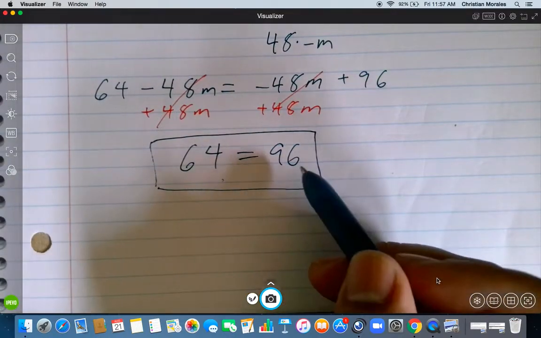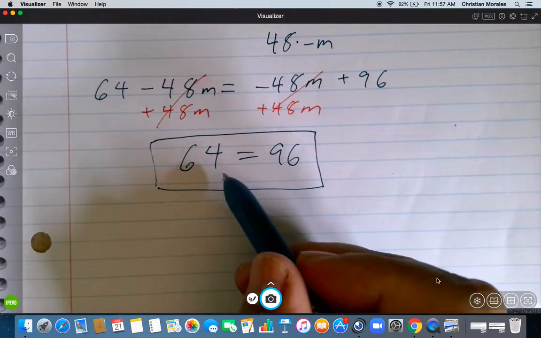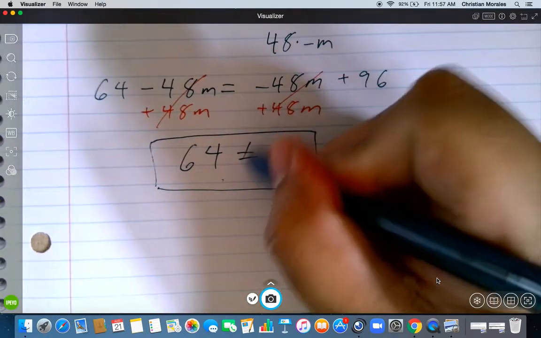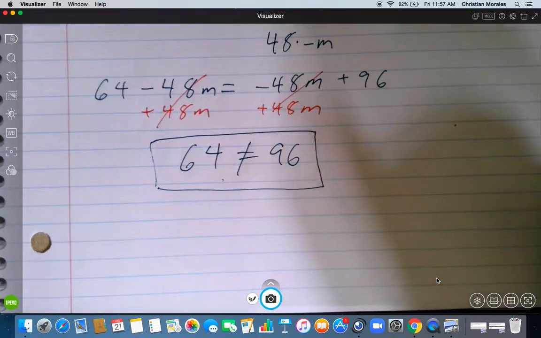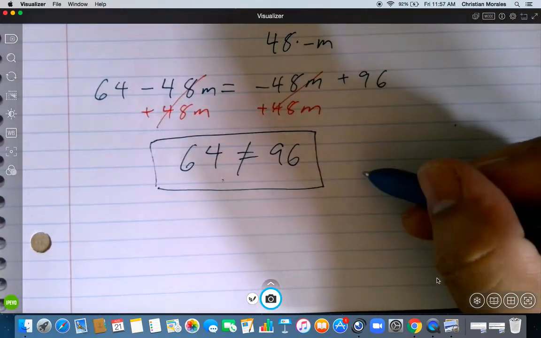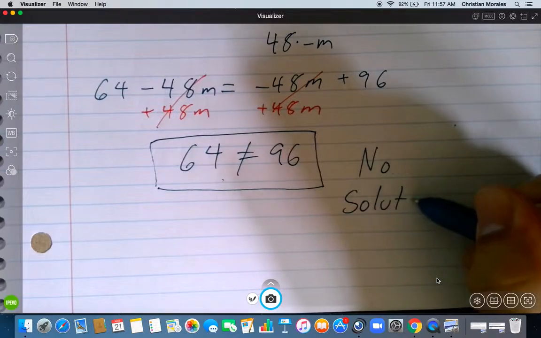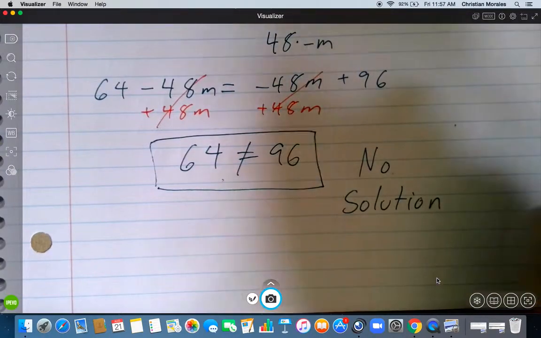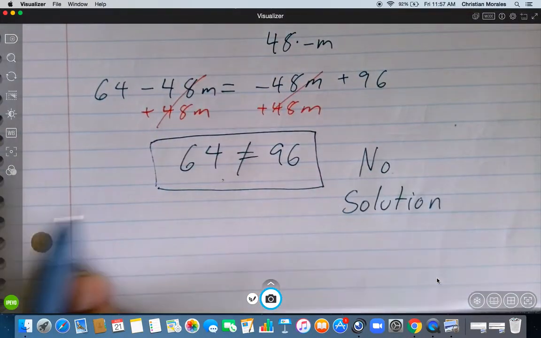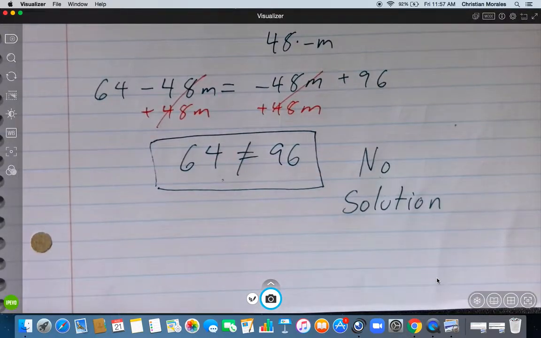So if I owed you $96, I can give you $64 and we're good? No, these are not equal. These numbers are not the same value. So this is a no solution. And what this means is that there is no answer for x that'll make the two sides equal to each other. There's nothing that's going to work. So that's a no solution.